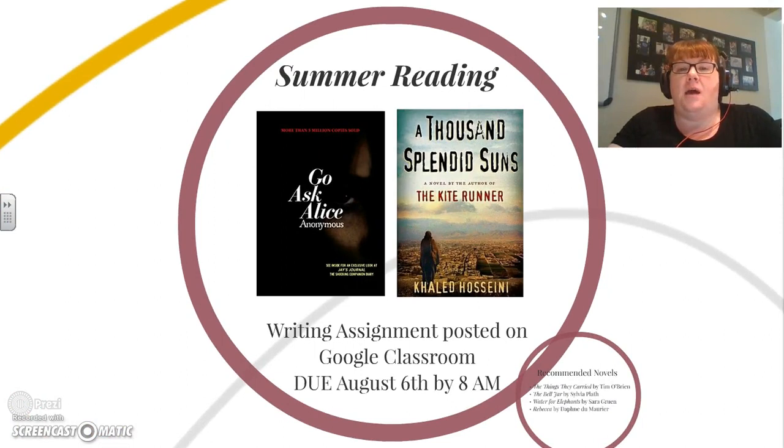Summer reading. Everyone as a school, 9th through 12th grade, voted on Go Ask Alice, so that is one of the books that you must have read by August 6th. And then the other book is A Thousand Splendid Suns by Khaled Hosseini, which is the same author that wrote The Kite Runner, which I know is usually one of the favorite books of 10th grade. A Thousand Splendid Suns is awesome.